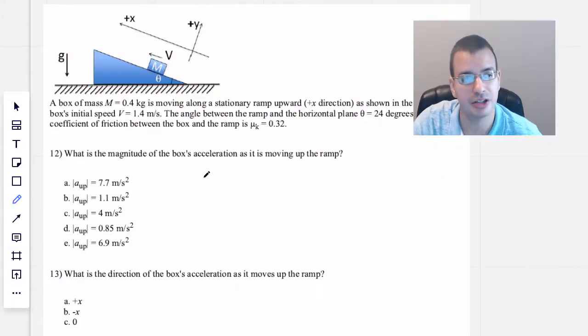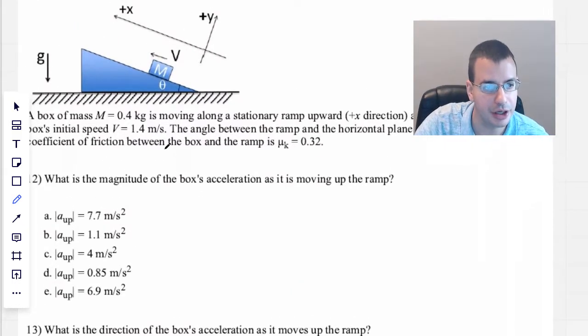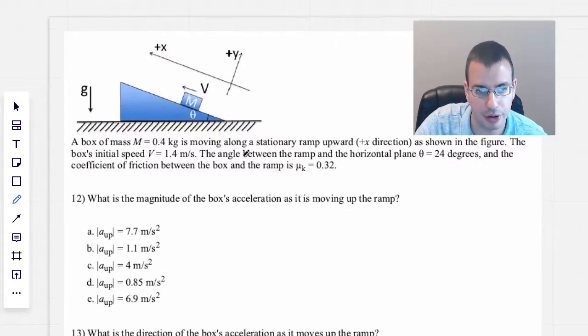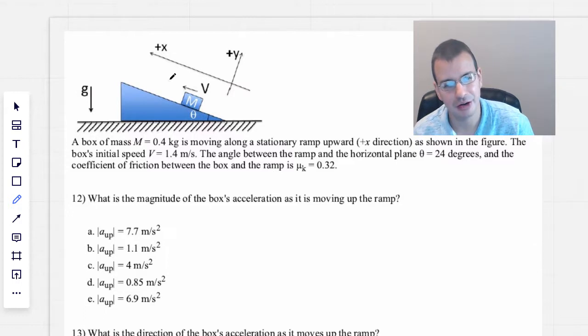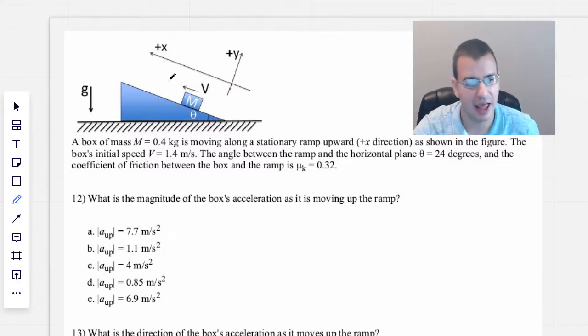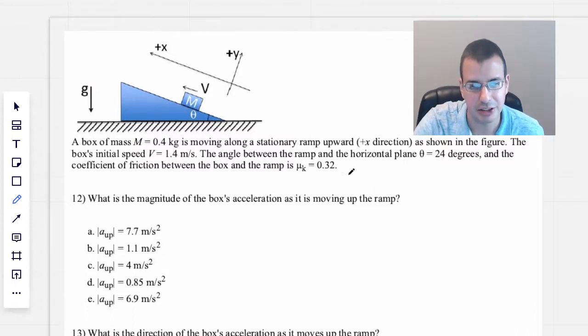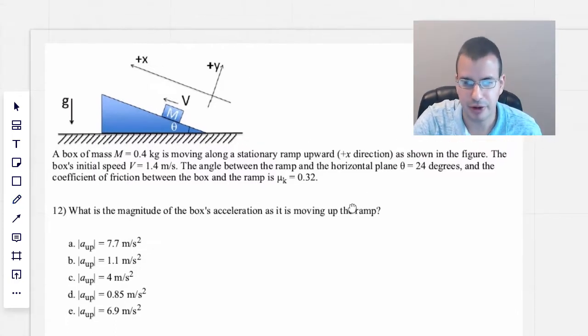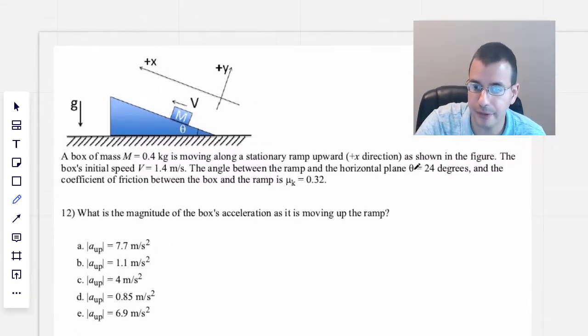A box of 0.4 kilograms is moving along a stationary ramp upward, plus x. It always kind of bothers me when they have the x-axis sideways. I know, it's perfectly fine, but just feels my feng shui is thrown off. As shown in the figure above.